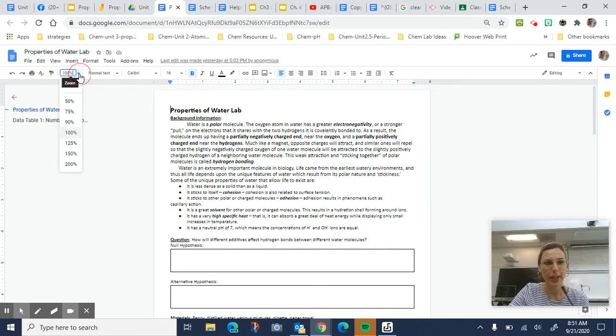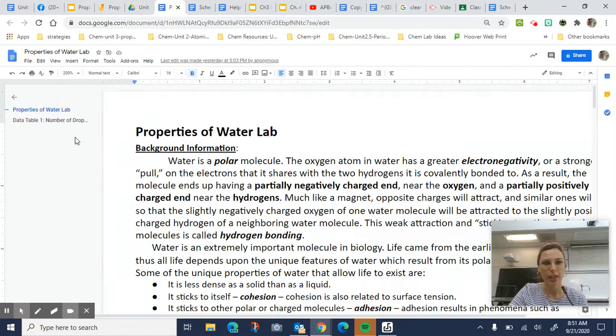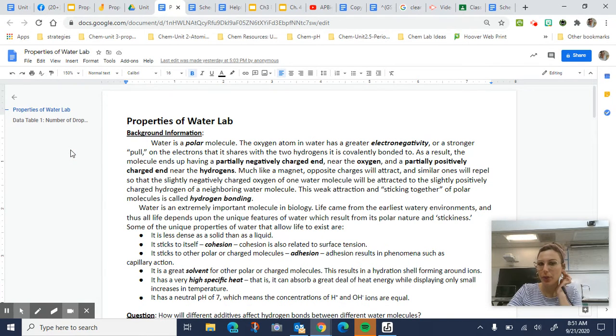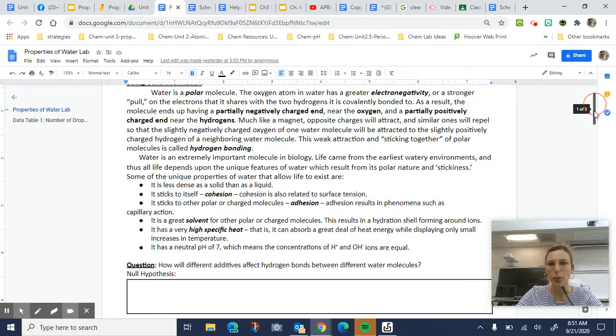Hello. So we are now going into the properties of water lab. I'm going to first go through what the driving question for the lab is, what our null and research hypothesis will be. The lab background is really just a review of the properties of water, the fact that it's a polar molecule, that oxygen has a higher electronegativity than hydrogen, therefore pulling the electrons towards it. So this is all sort of review. Definitely read it because you want to know.